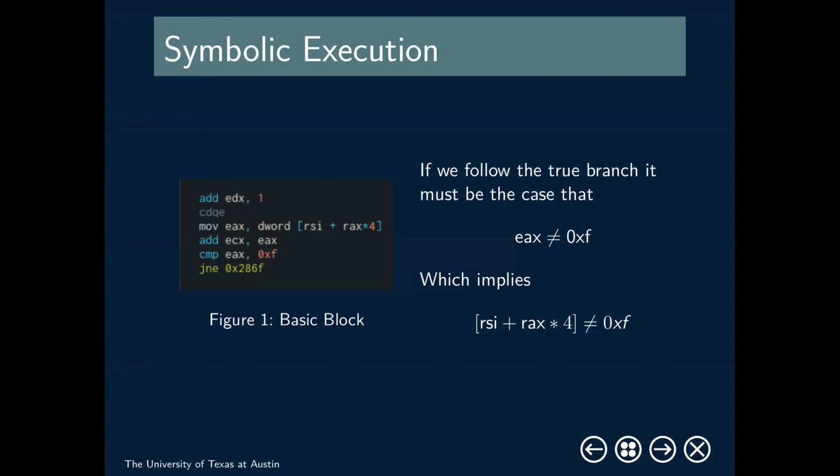And if you look through this assembly a bit more, you would notice that that also implies that the memory at RSI plus RAX times 4 is not 0xf. And then for the false case, it's just the negation of these two statements. So we could traverse our graph and do this for every basic block in a specific path through the graph.